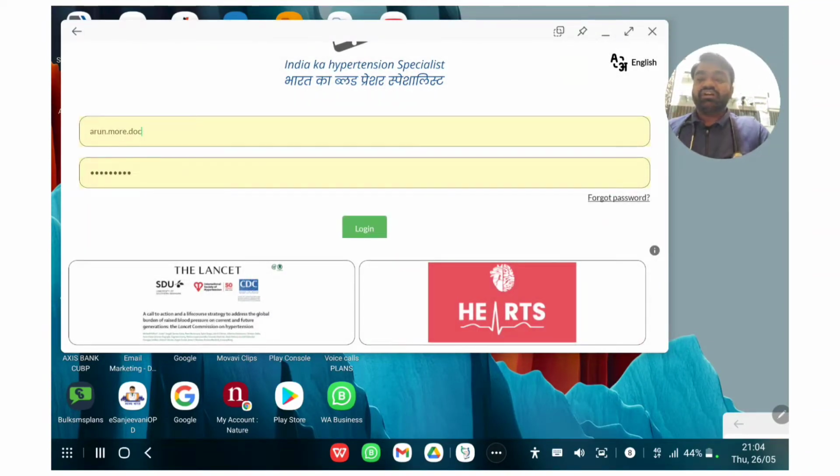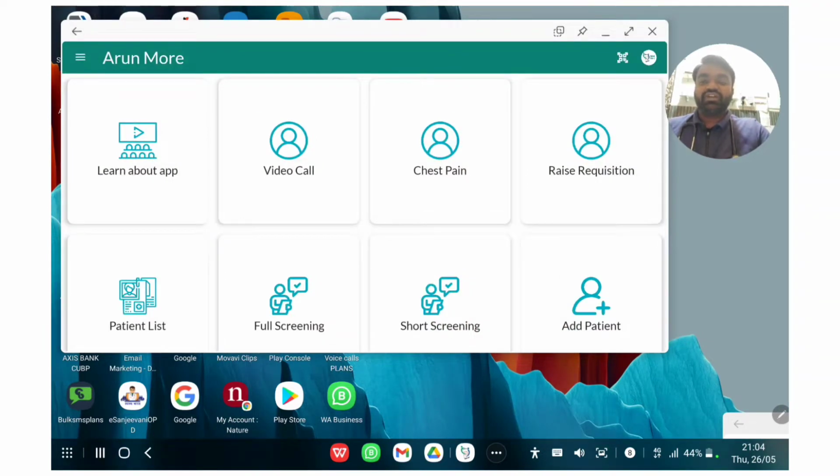For the outside registered doctors, through the app, it's very simple to remember the login ID: first name dot last name dot doctor. That is the login ID through which they can log in, with the password they have generated, or by default if it is generated. So I'll log into the system and move further.